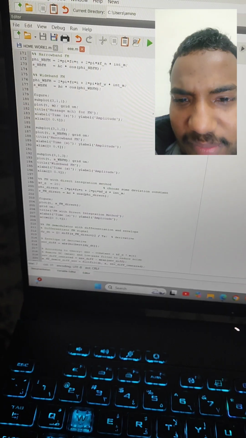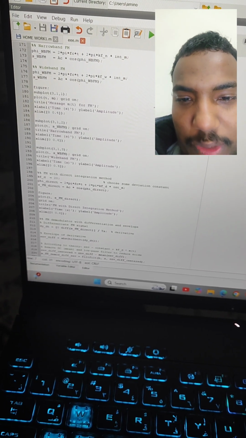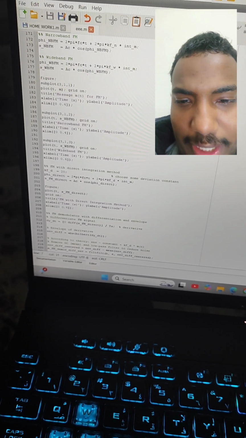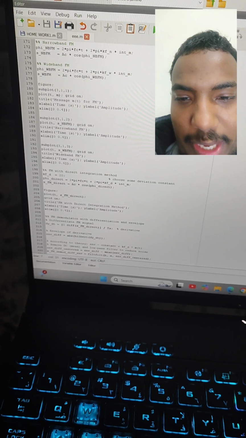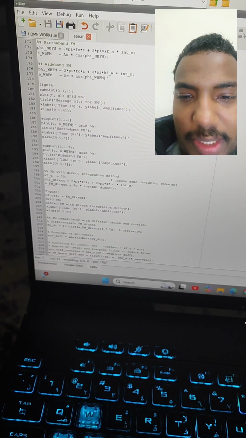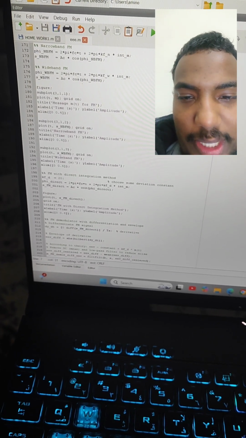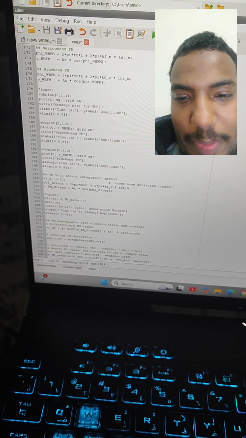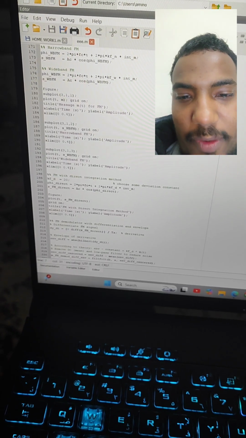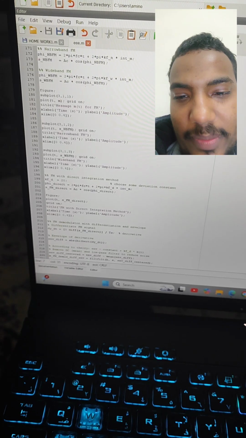5.4 SSB using Hilbert transform. m_analytic, the analytic representation of the message, m_h equals imag of m_analytic, the Hilbert transform with a 90 degree phase shift. m_analytic is the complex analytic signal of m, and m_h is the Hilbert transform of m, which is the 90 degree shifted version.